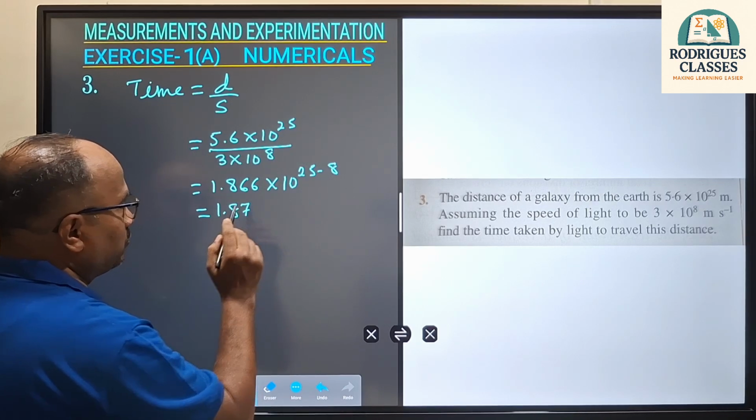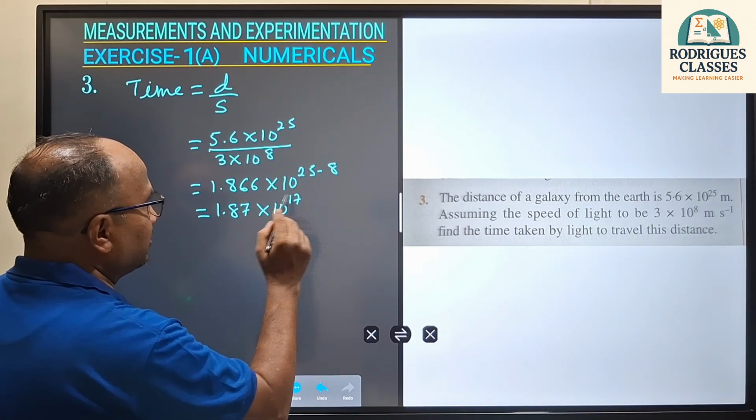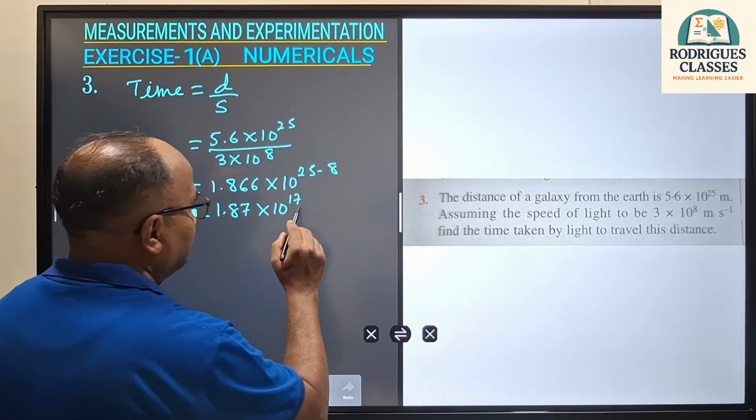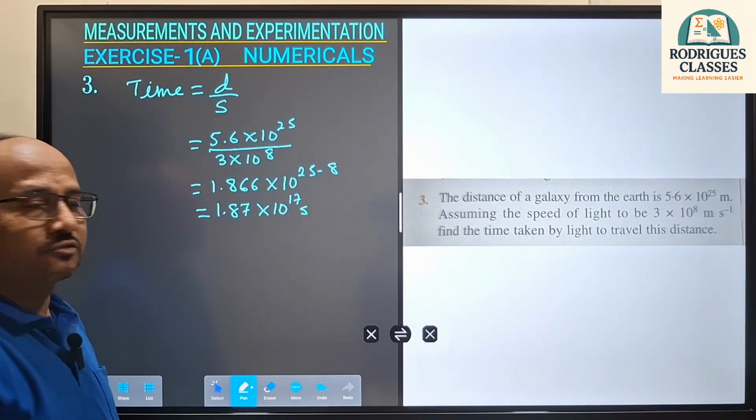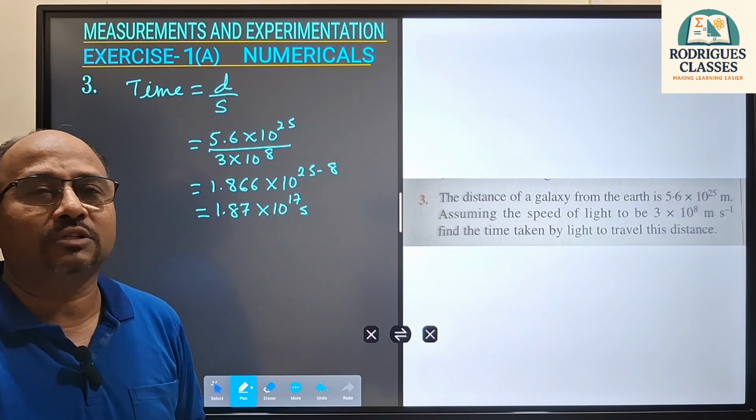I can round it off up to the second place, 1.87 into 10 to the power 17. We are finding the time, so this is in second. This finishes a very simple sum based on the formula time equals distance by speed.